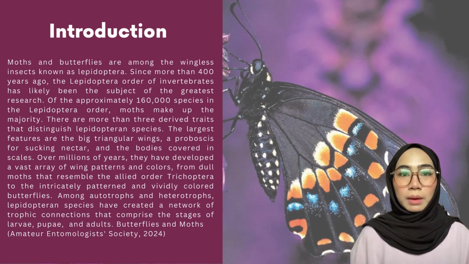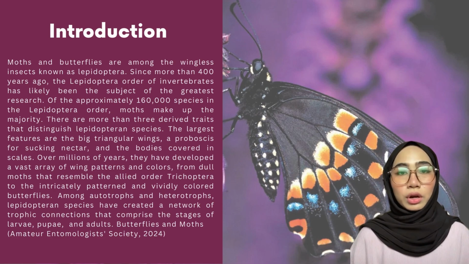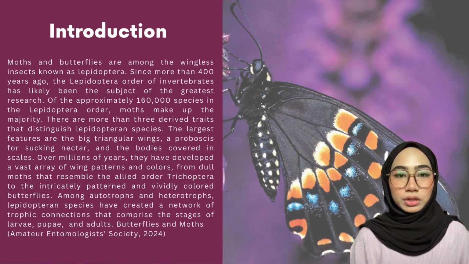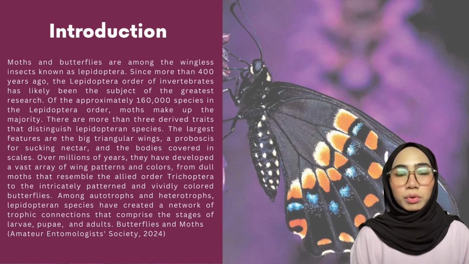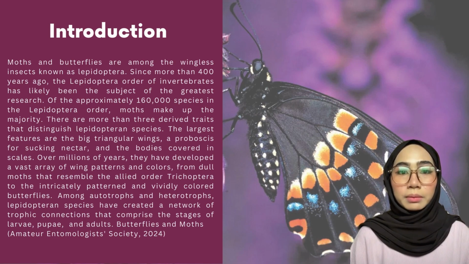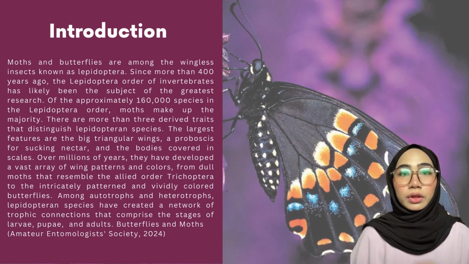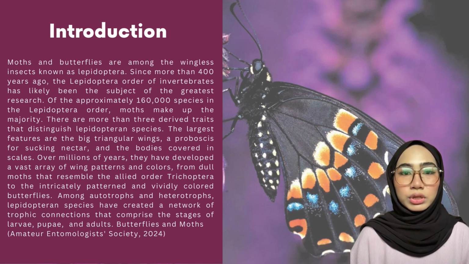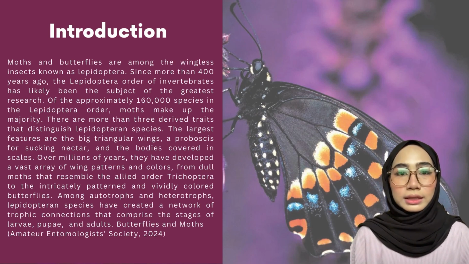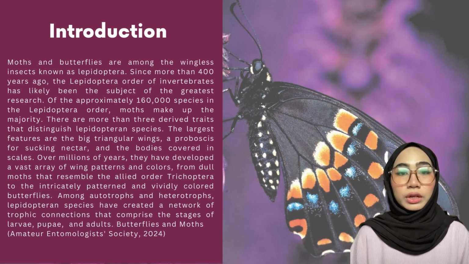First and foremost, moths and butterflies are among the winged insects known as Lepidoptera. Since more than 400 years ago, the Lepidoptera order of invertebrates has likely been the subject of the greatest research. Of approximately 160,000 species in the Lepidoptera order, moths make up the majority. There are more than 3 derived traits that distinguish Lepidopteran species. The greatest features are the big triangular wings, a proboscis for sucking nectar, and the bodies covered in scales.